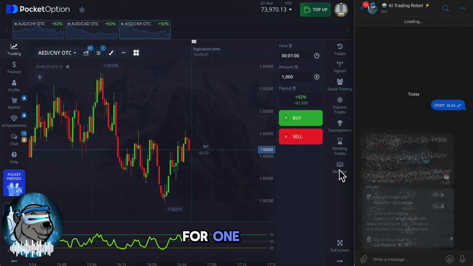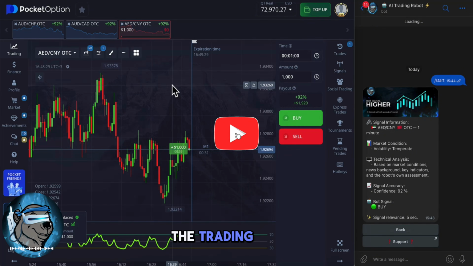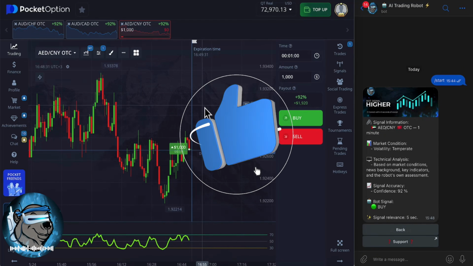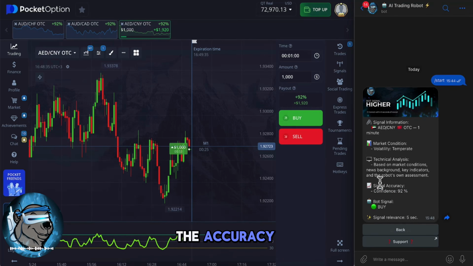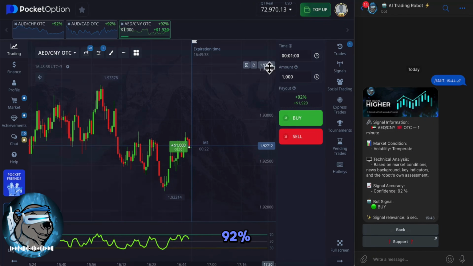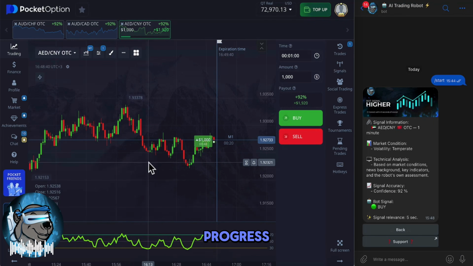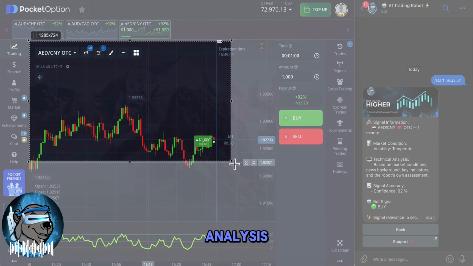The signal is for 1 minute. We see that the trading robot tells me to open a buy trade. I immediately opened a buy trade after receiving the signal. The accuracy of this signal is 92%. Now, while this trade is in progress, I will conduct my own technical analysis.